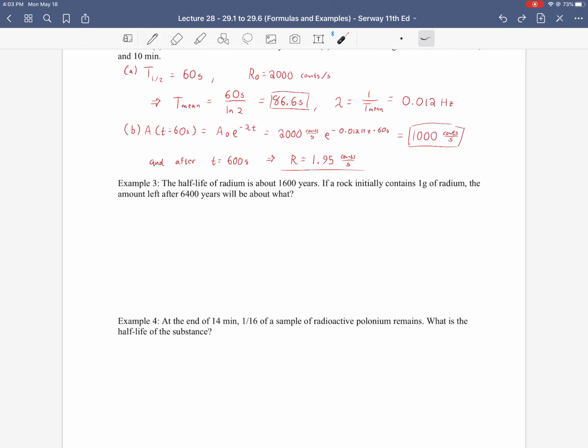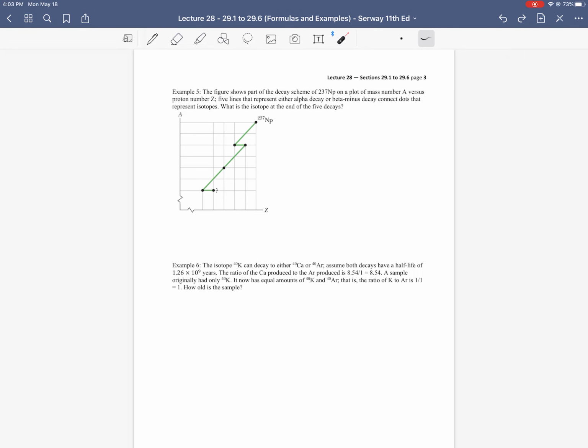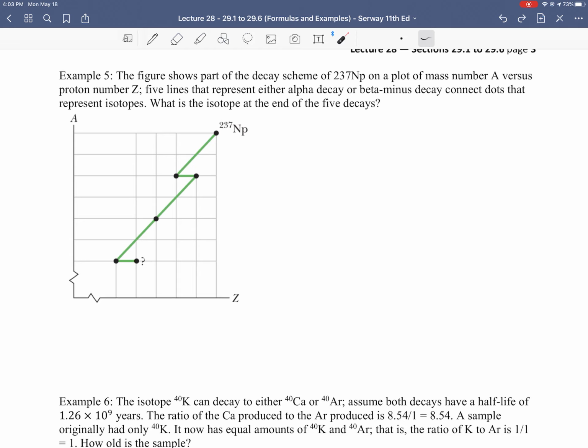So I've left a couple more for your practice, if you want to get some more practice besides the ones in the study guide. And the last thing I want to show you is just a little bit about counting the atomic number and atomic mass for radioactive decay. It's a little bit more of a concept question, but I figured I'd put it in here anyway.